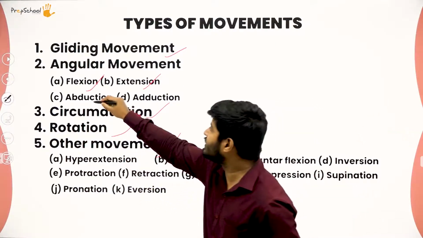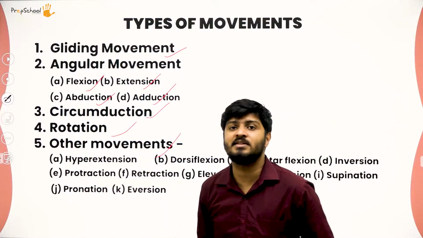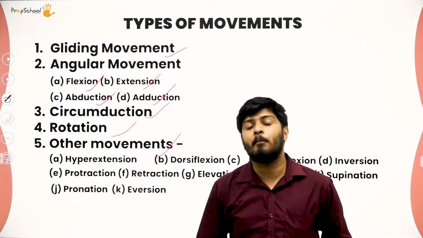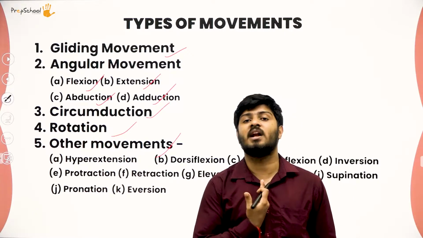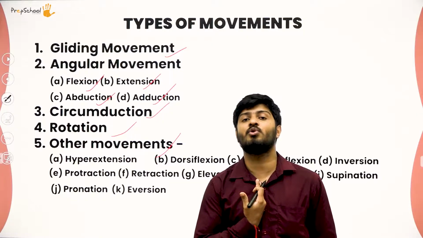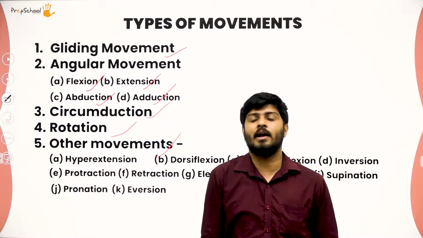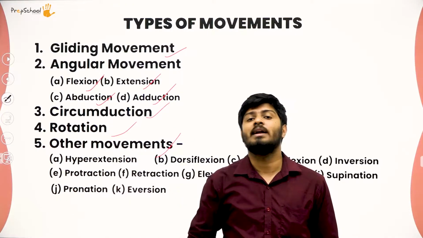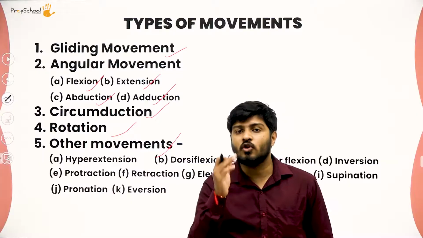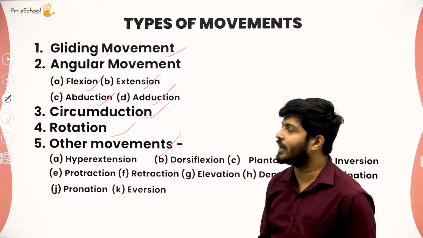And what about abduction and adduction? What is the difference between them? Abduction is basically when you are trying to push a body part away from its midline. So what is the midline? Midline is basically the central part of our body. If you divide the body into two sections, we have the central part here. So my hand is over here, right? When I am trying to lift my hand upwards, I am taking my hand away from the midline. So when you take a limb or any body part away from the midline, that is called abduction.